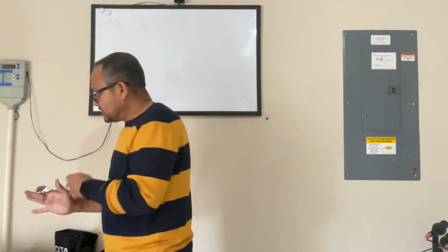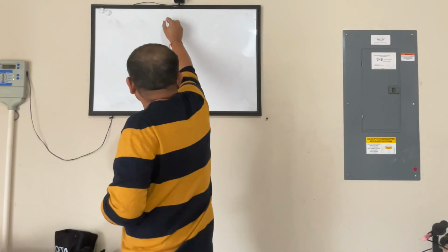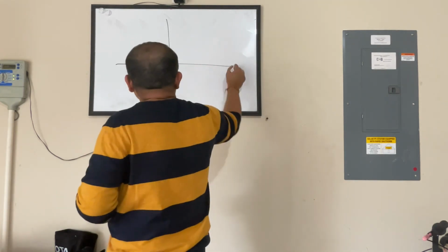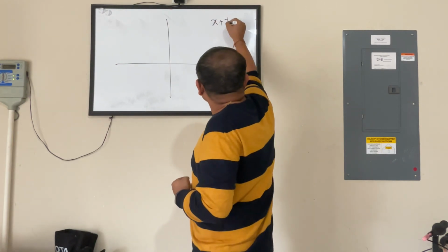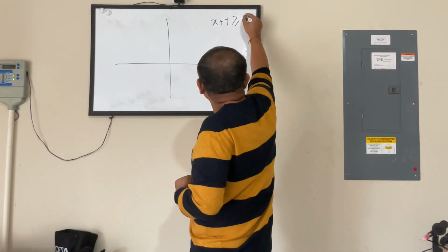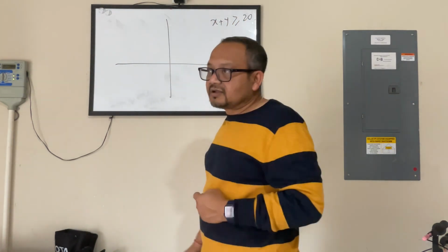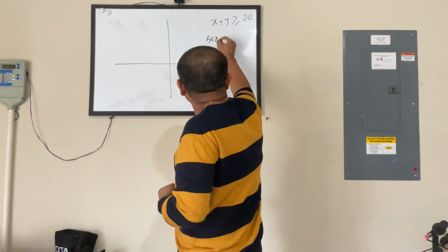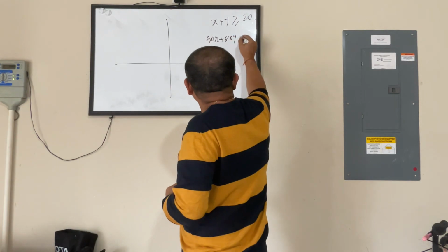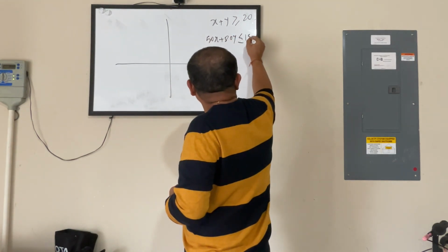Now, there is another way of solving these kinds of sums. Have you dealt with graphs before? So say our equation was x plus y is greater than or equal to 20. The second equation was 50x plus 80y is less than or equal to 1500.